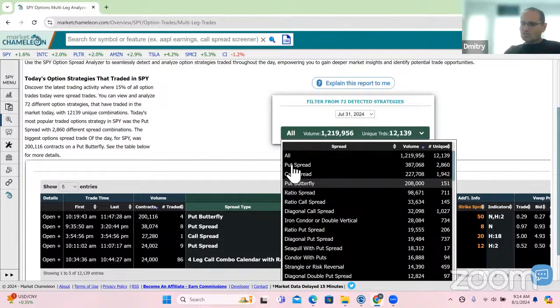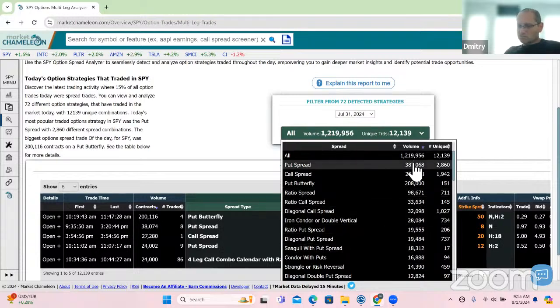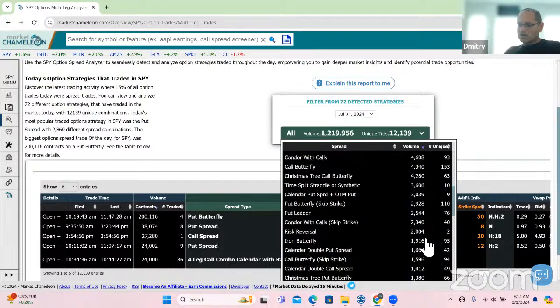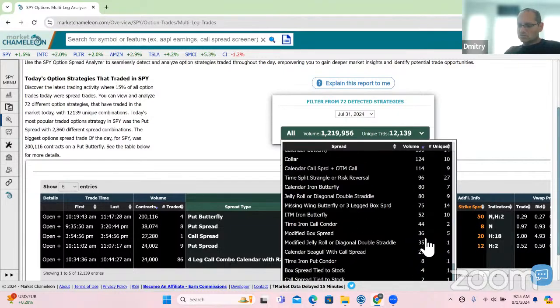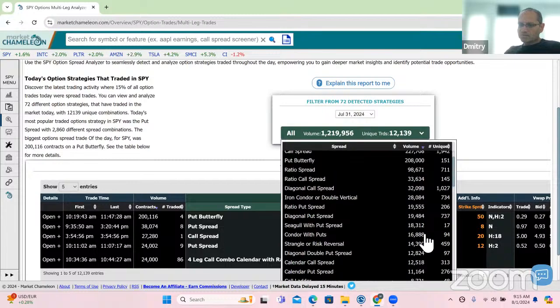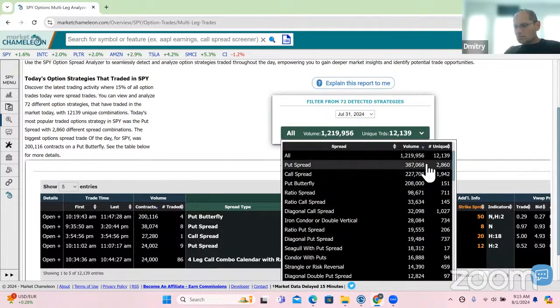So yesterday, if we just looked at the volume, put spreads made the top of the list. The next one was call spreads, 227,000. Then a put butterfly, 208,000 contracts, and so forth. So we could see how the volume is distributed along different strategies. The other popular way to look at it is, well, how many different types of put spreads traded in SPY?